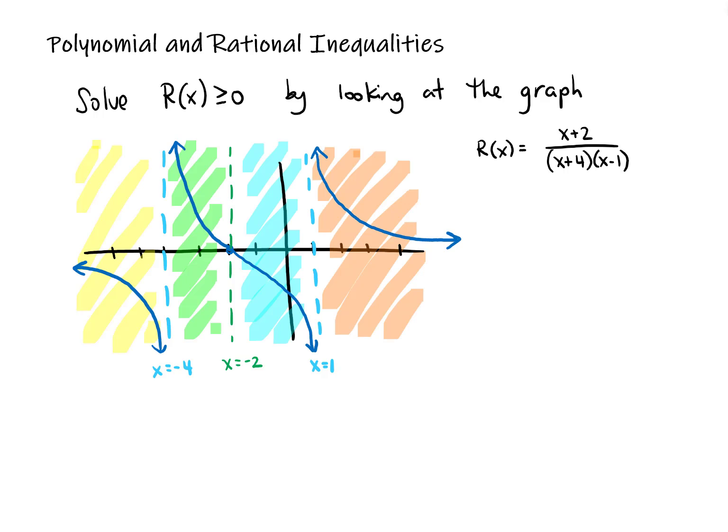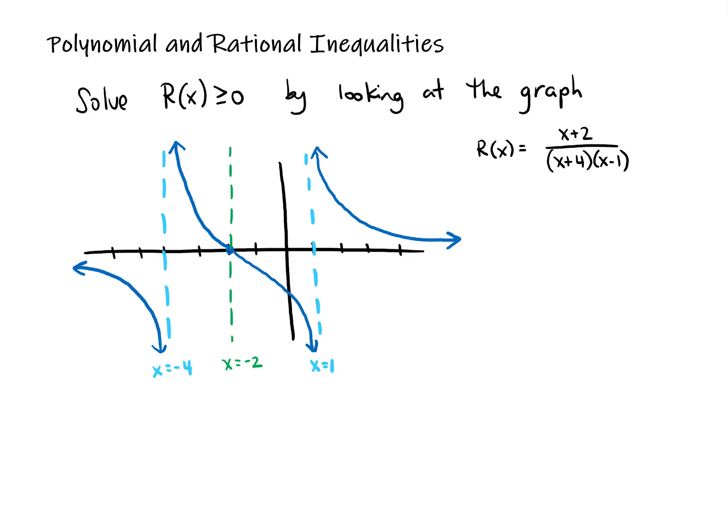So we're going to be looking at the values in each of these 4 regions to see if they satisfy what our question is asking. Recall that we get the regions by looking at the zeros of our numerator for our x-intercepts and the zeros of our denominator for our asymptotes.